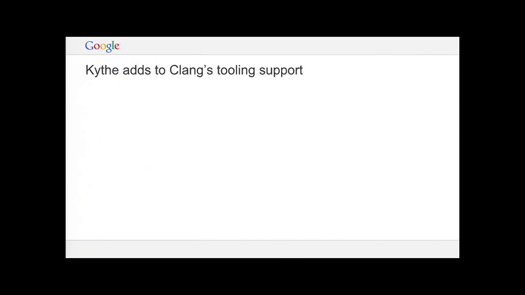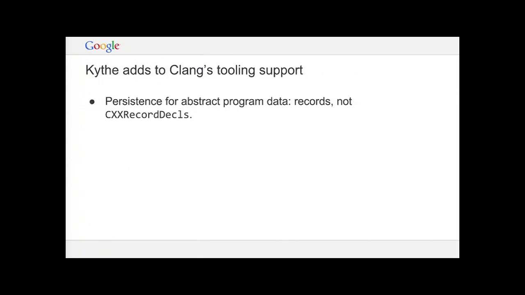What do we propose to add to Clang's tooling support? So we have this story for persistence of abstract program data. We talk about records, not CXXRecordDecls. We have this story for hermetic storage of compilation units. Remember, this allowed us to package all of the dependencies up in one ball and easily distribute it through a data center or a build farm. The individual nodes in the data center don't have to have access back to the original repository either, so you don't have to worry about that.